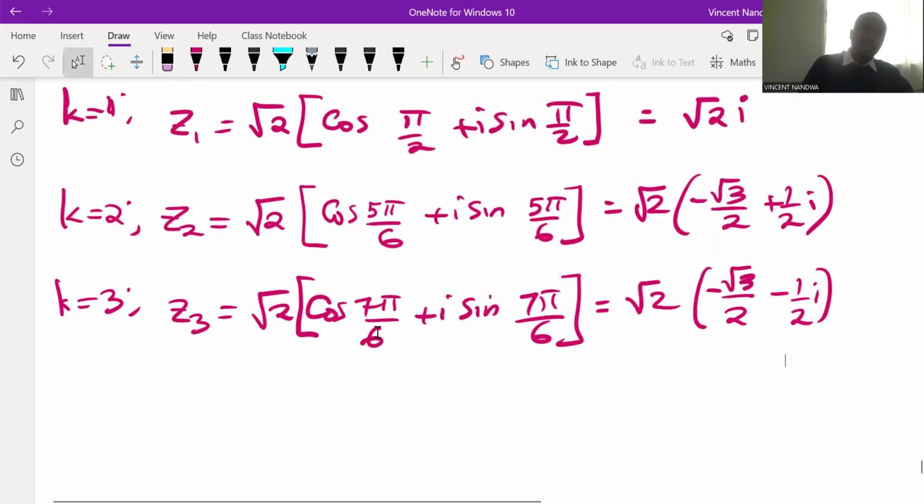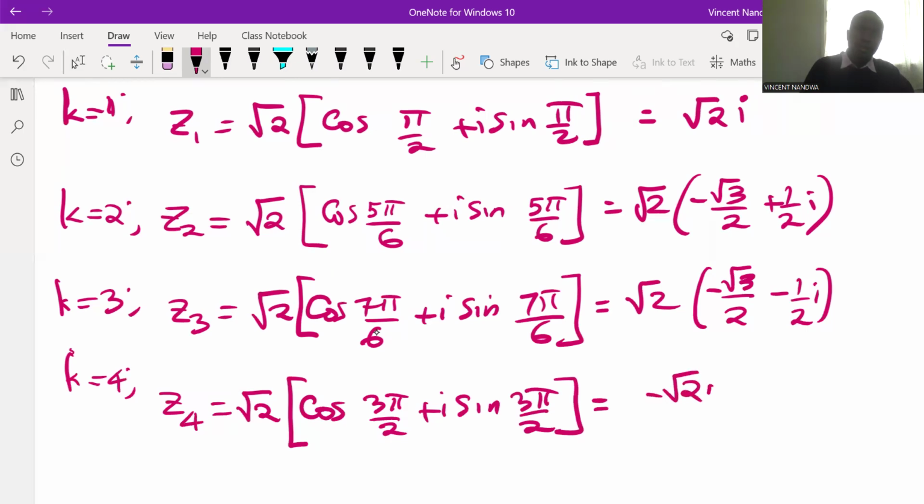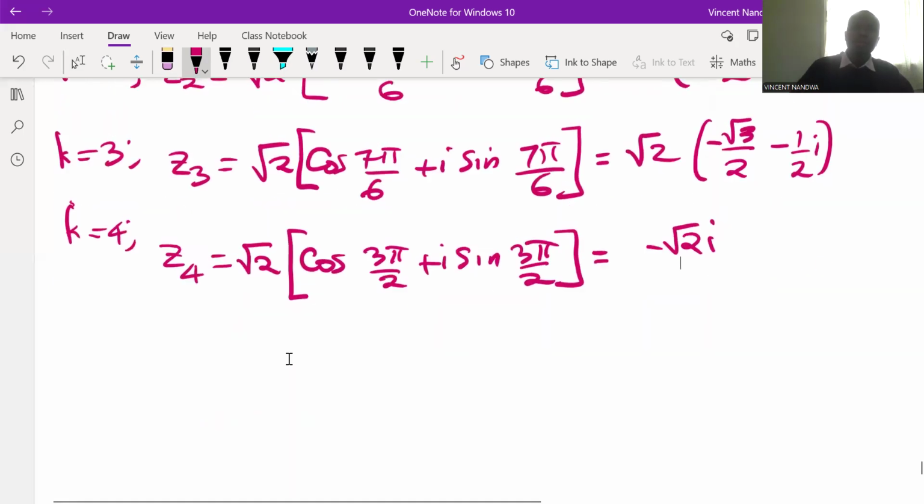Then second last root, k equals 4. z4 will be, when you do substitution, root 2 into cos 3 pi over 2 plus i sine 3 pi over 2. And this will give you negative root 2 i.